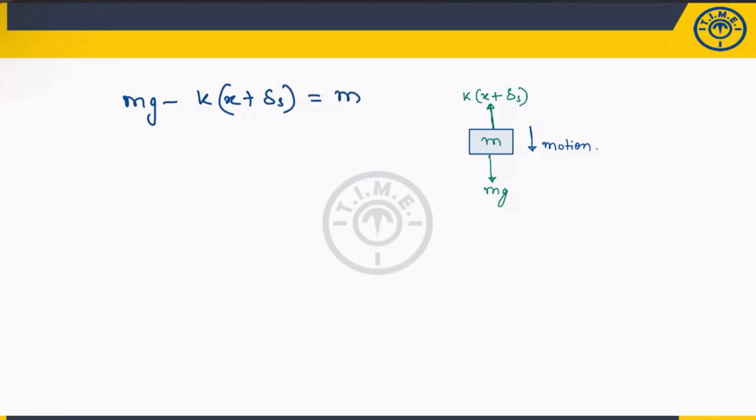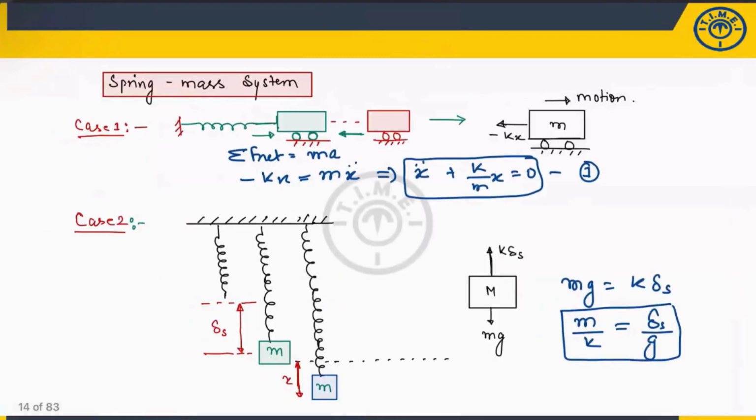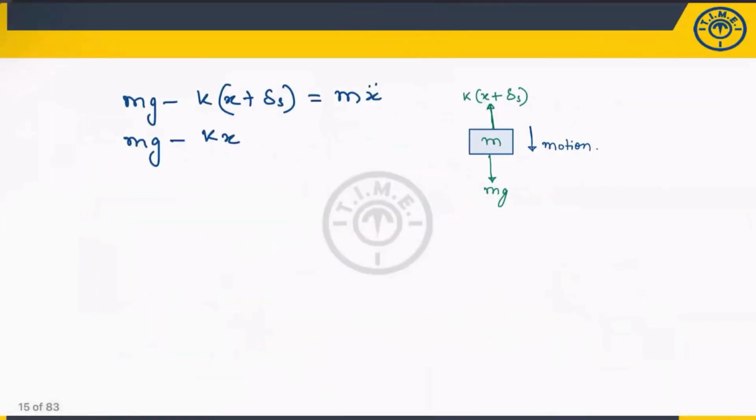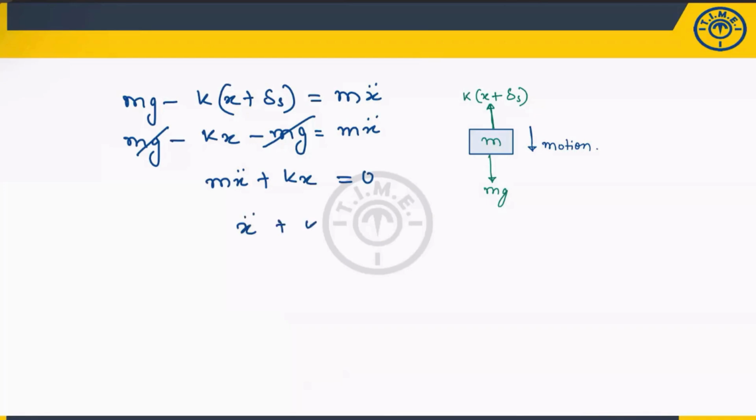So now I will write in terms of x double dot. Okay. So this will cancel out. So can I write this mg minus kx? This k delta s, you can see here, k delta s is the mg only for a static deflection. So minus mg is equal to m x double dot. So this will cancel out. So again you got the same equation. m x double dot plus kx is equal to 0. That means x double dot plus k by m into x is equal to 0.